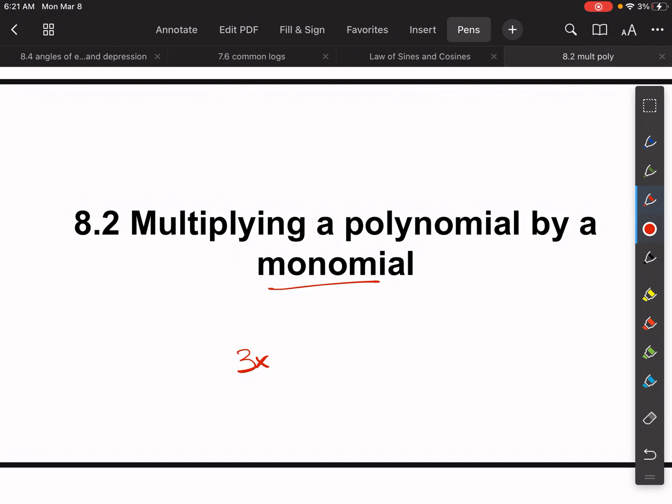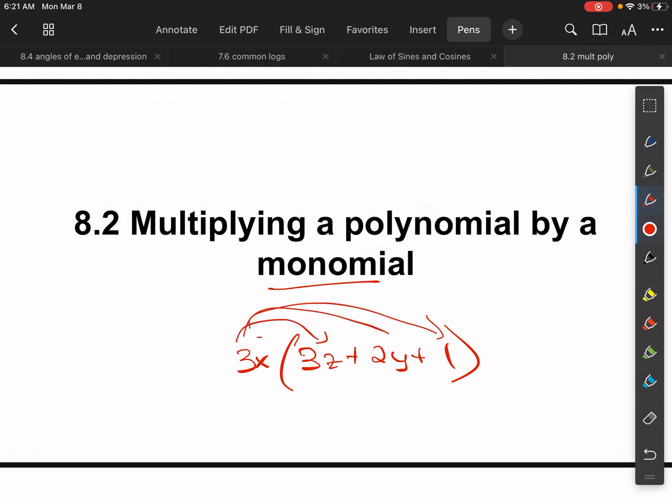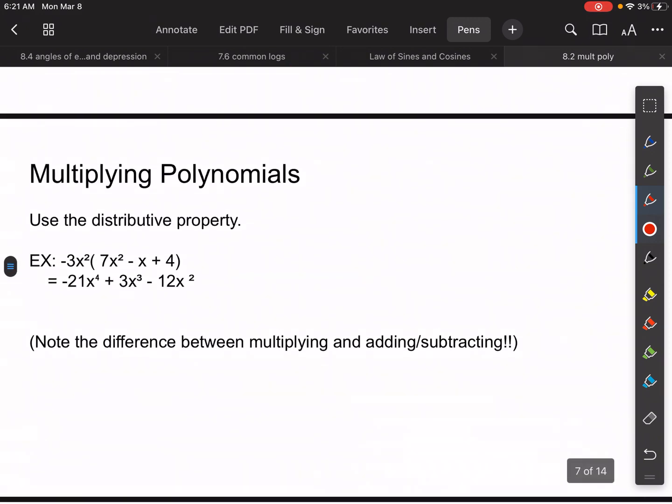And then today what we're going to do is multiply that by multiple pieces, like maybe 3z plus 2y plus 1. What we're going to end up seeing is that the distributive property comes back around, right? So we're going to just distribute this thing out to all pieces. That's the gist of where we're going today. So multiplying polynomials, as I just said, we're going to use the distributive property.